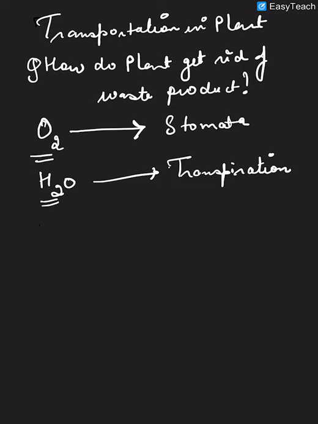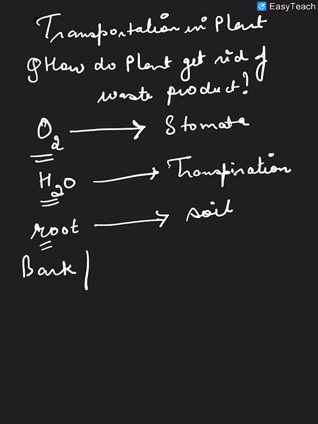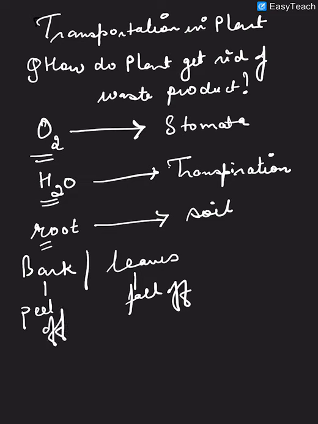Some waste are stored in the roots, which is secreted in the soil. Some waste are stored in the bark as well as in the leaves, and the leaves fall off and the bark gets peeled off, and hence the plant gets rid of the waste products. So this was about the life process excretion.